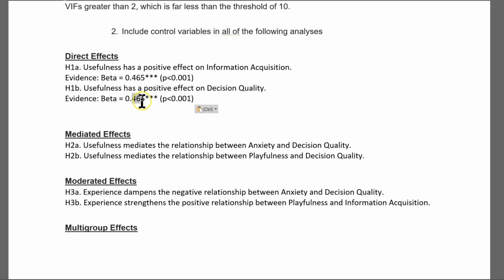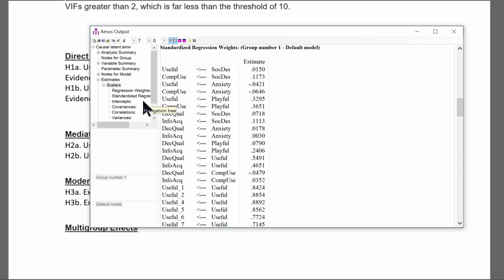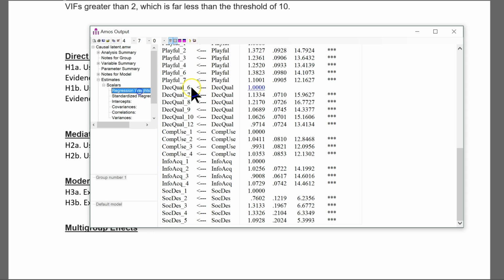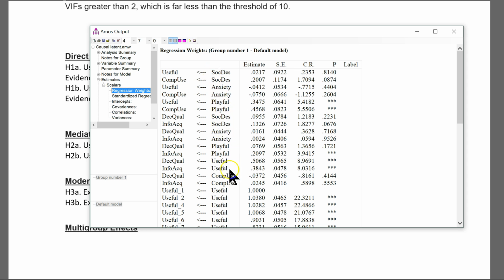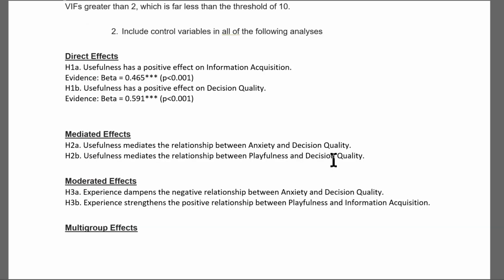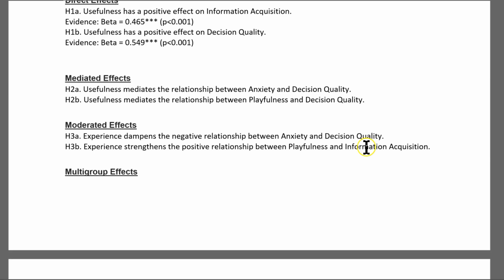Evidence is beta is 591. Is that what it was? 591, something like that. And 549, excuse me, and the p-value for that decision quality. Usefulness on decision quality is a p-value that is significant at 0.001, so that is good. This was 49. Okay, so we have evidence. These are supported hypotheses. Let's go to mediation.